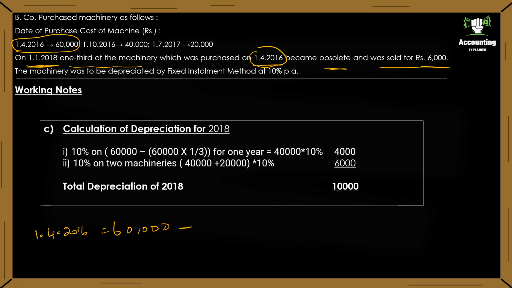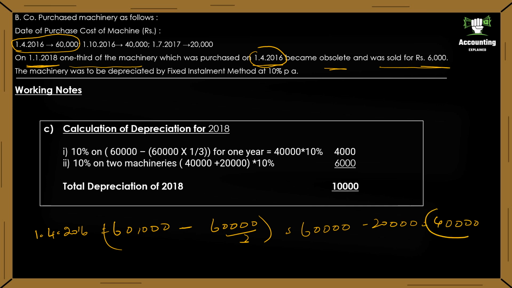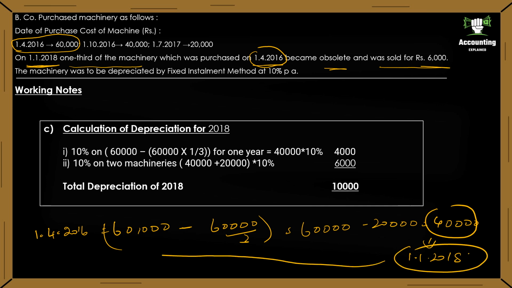How much is one third of the machinery? 60,000 divided by 3. It is 20,000. So 60,000 minus 20,000 is 40,000. That is the value of the machinery as on 1/1/2018, which was bought on 1/4/2016.